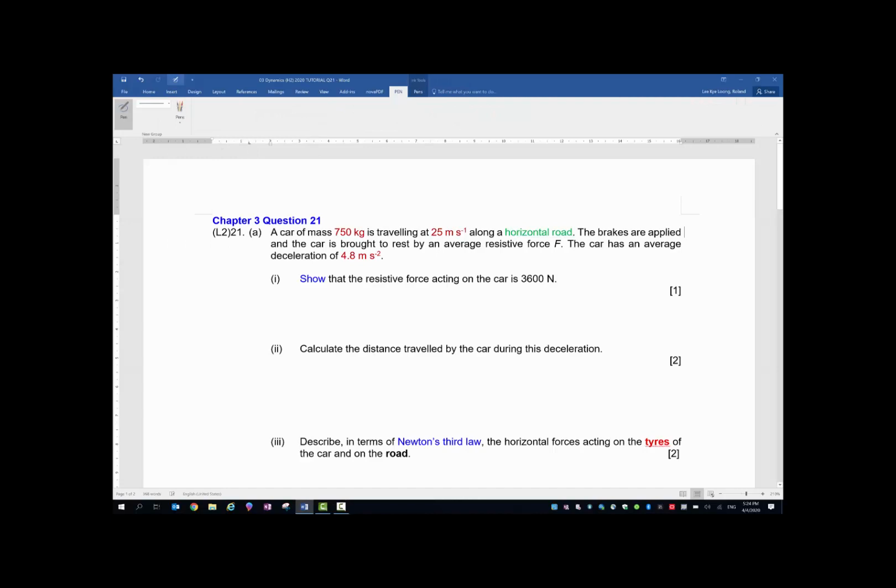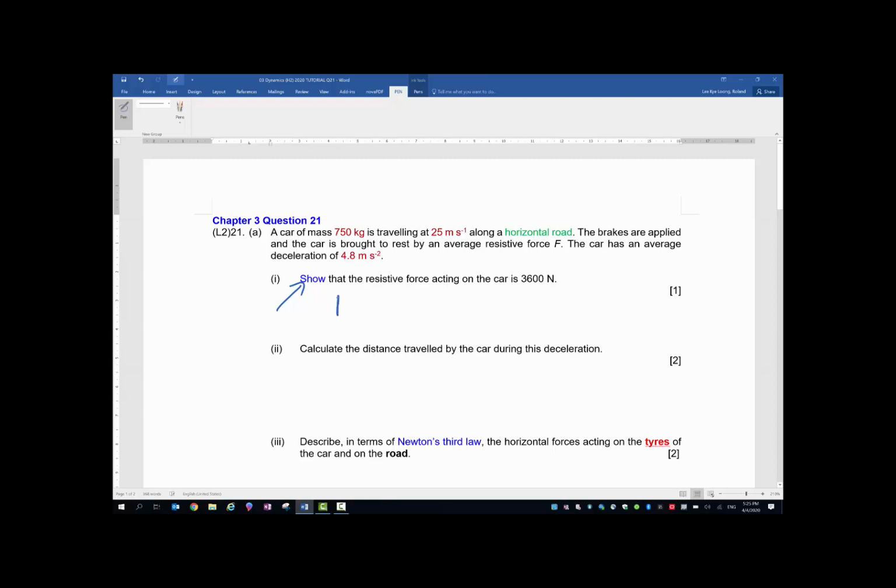The first part: show that the resistive force acting on the car is 3,600 newtons. So show, I hope you all know the meaning of show. Show means you have to write down the formula and then the substitution. That is how we score the mark for show.